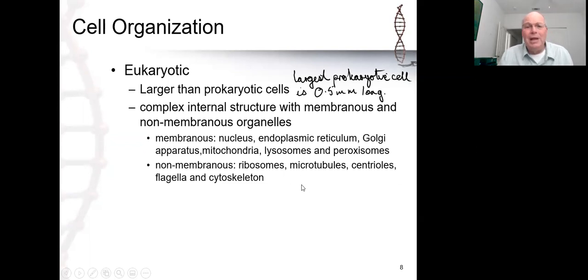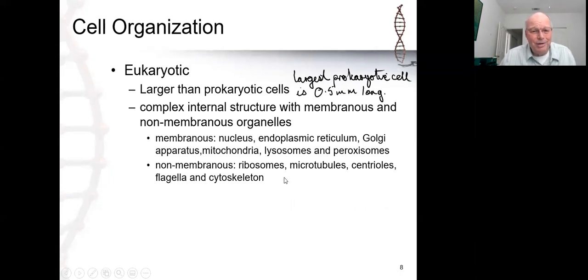Then those that are not surrounded by membrane include the ribosomes, and this is the reason why sometimes ribosomes are not considered to be organelles, because people are trying to redefine organelles as being bounded by a membrane. So ribosomes, microtubules, centrioles, flagella, and cytoskeleton. And it's these other non-membranous organelles that make me think that ribosomes need to continue to be considered organelles, because these are all considered to be organelles too, but they don't have membranes. So I think there's a little bit of inconsistency at times when people say ribosomes are not organelles, but these other ones are.